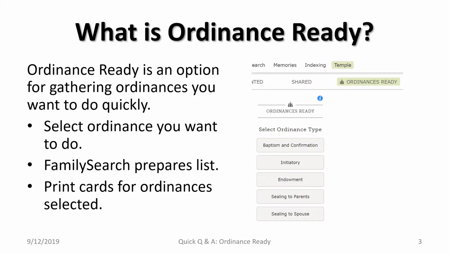What is Ordinance Ready? It is an option for gathering ordinances you want to do quickly. You simply select what ordinances you want to do, and Family Search will search for what you are looking for and will prepare a list to print cards to complete only the ordinances you selected. You will receive ordinances from your own reservation list, from your tree, or from names already submitted and shared with the temple.